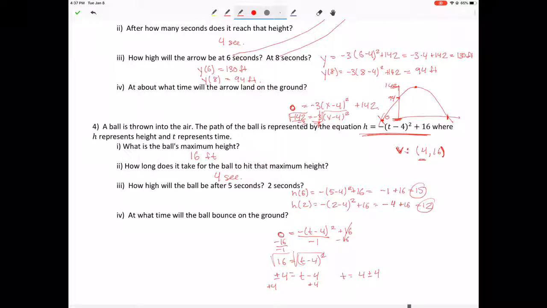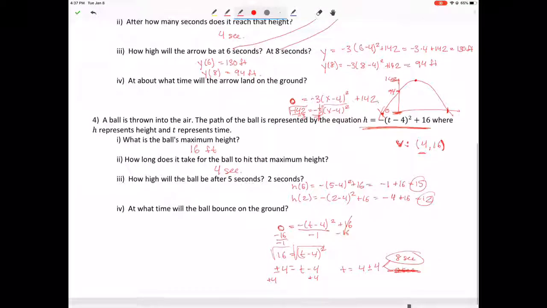So you'd have two solutions: 4 plus 4 is 8 seconds, or 0 seconds. Here, we want it when it bounces. At t equals 0, the ball hasn't even been thrown yet, so we wouldn't want to use that. We'd want to use 8 seconds.